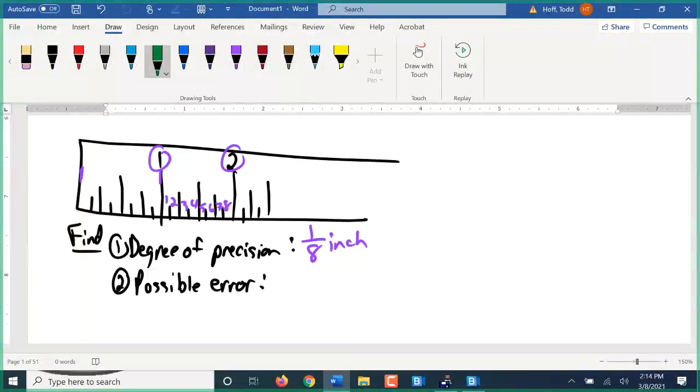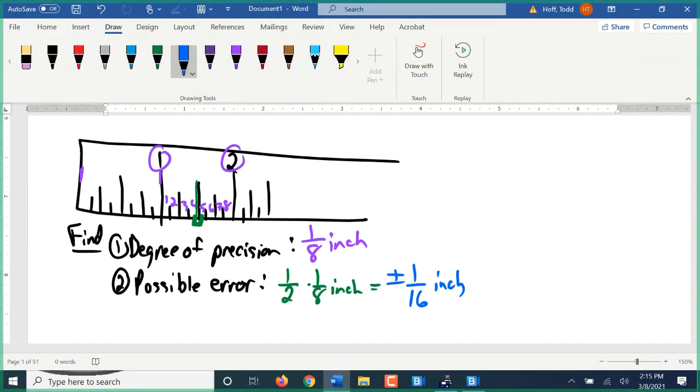My possible error, again, is half of that degree of precision, because if it's halfway to the next piece, it's going to be counted. Like this would be halfway to the next division, and that's halfway to the other one. That still be counted as 1.5 anywhere in that range. So 1/2 times the degree of precision, the 1/8 inch, gives us 1/16 of an inch. Plus or minus 1/16 of an inch is our possible error.